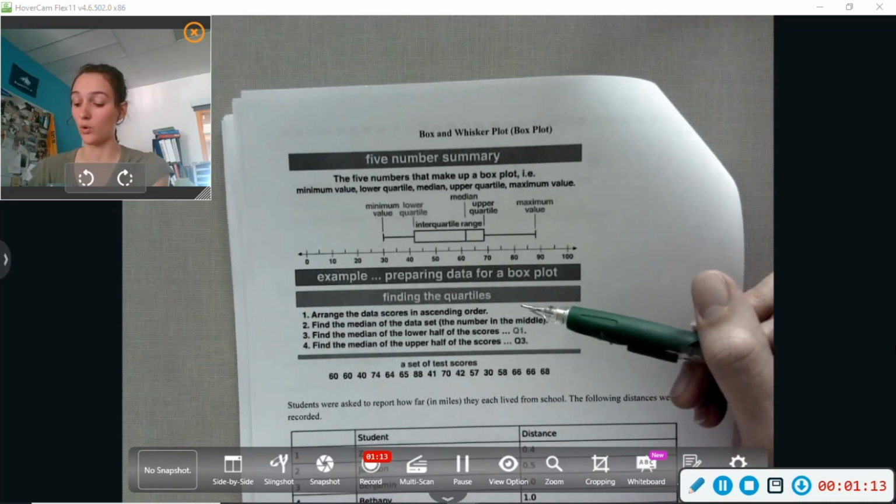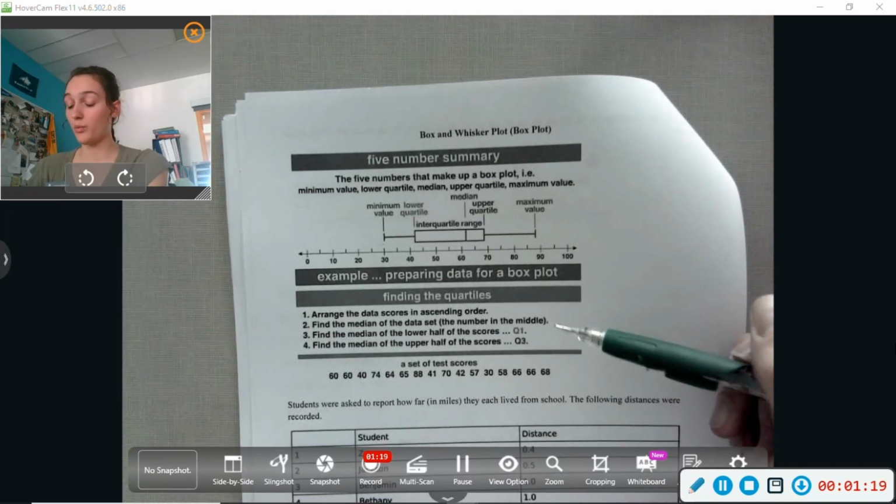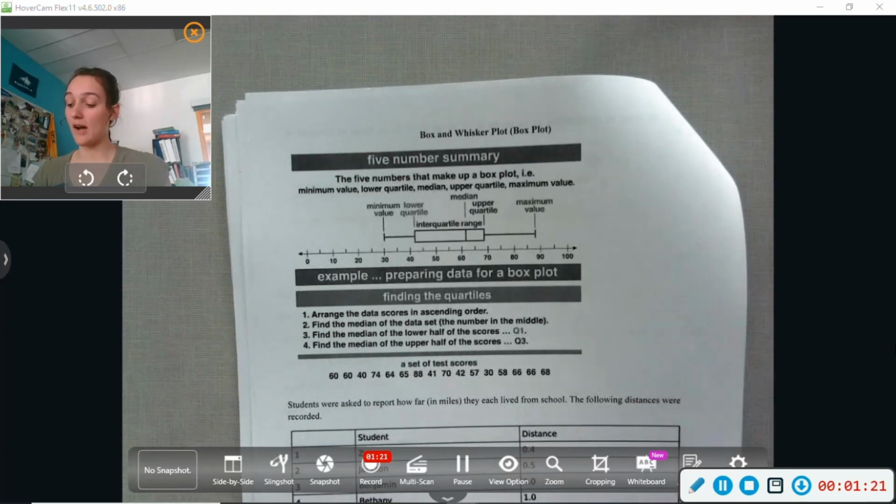The way that we find the different quartiles is first we need to arrange the data in ascending order. Then we need to find the median of the data. After we find the median, we want to find the median of the lower half of the data, so looking at the data from the start to the median. We find the median of that mini set of data, and that's going to be our Q1. Then we do the same thing with the upper half of the scores, and that's going to give us our Q3.